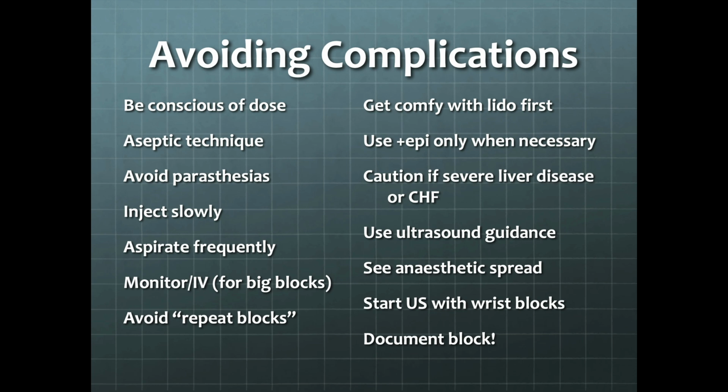Watch your anesthesia spread, so you should see it move around that nerve. If you're injecting and you're not seeing the freezing come out, you could be injecting into a vessel. Start with doing ultrasound guided wrist blocks. This is easy country where you're unlikely to run into any complications, and good practice for guiding your needle and injecting freezing into a fascial plane.